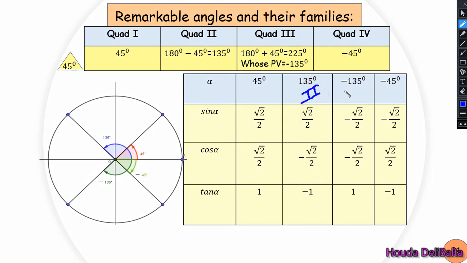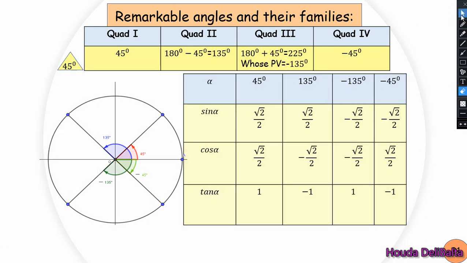In quadrant 3, minus 135. So to remember, all students take chemistry. So in quadrant 3, the sine and the cosine are negatives, while the tangent is positive. And finally, in quadrant 4, the cosine is positive, the sine is negative, and the tangent is negative as well.